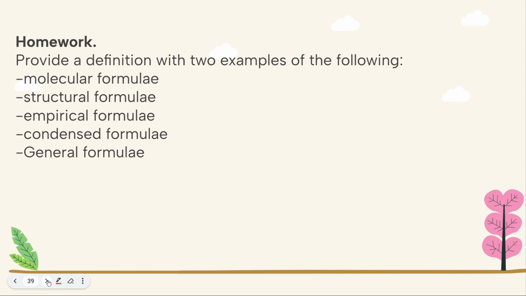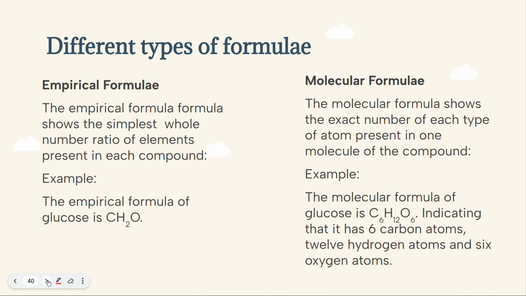Now we're going to look at molecular formula, structural formula, and empirical, condensed, and also general formula. Now, the different types of formula. The empirical formula is the simplest whole number ratio of elements in a compound. While the molecular formula tells you the exact number of atoms present in a compound.